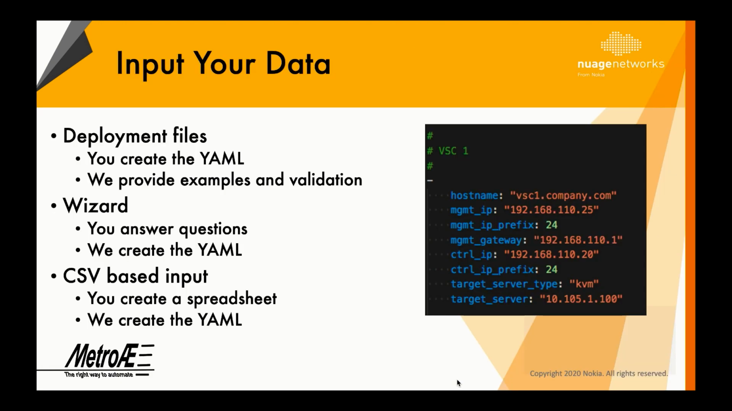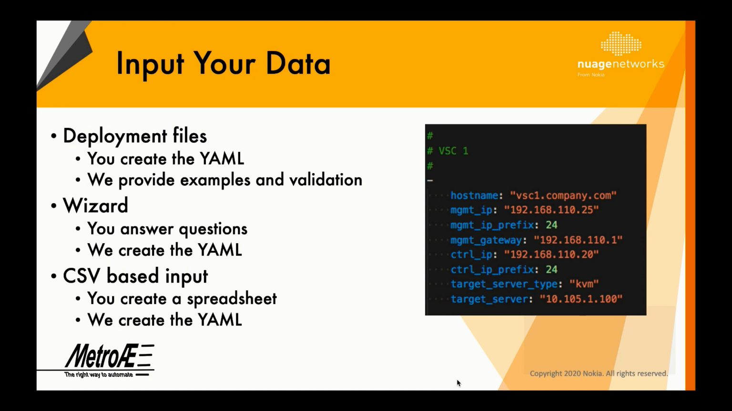The inputs can be provided in 3 different ways. It's always YAML, but you can choose to either edit the YAML file yourself, and we provide examples and we do validation that the YAML is well formed, so we can let you know if there's any problems there. We are also now shipping with a command line wizard. When you execute the command line wizard, it checks the environment, verifies that Ansible and everything else for Metro has been installed, and then it asks you a series of questions where it can gather the host names, IP addresses, and so on for the components that you want, and then we create the YAML for you.